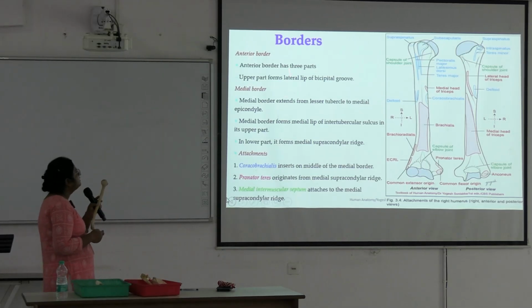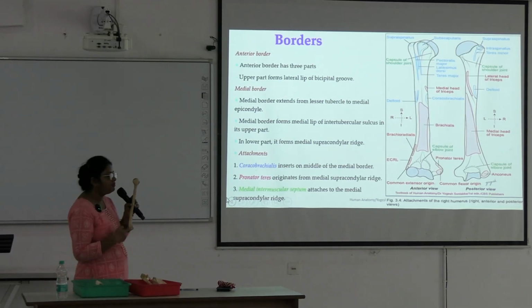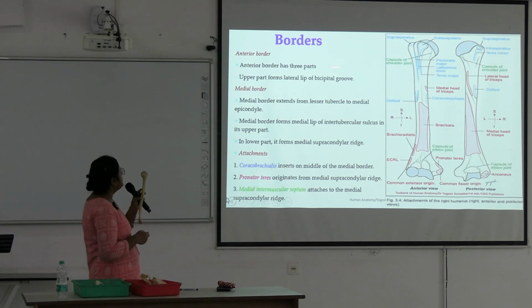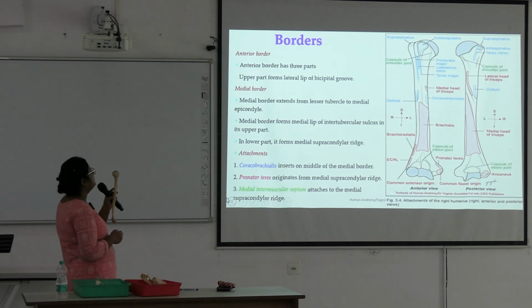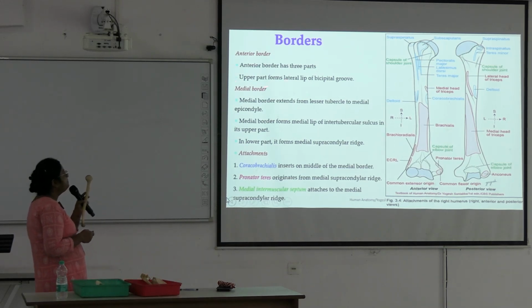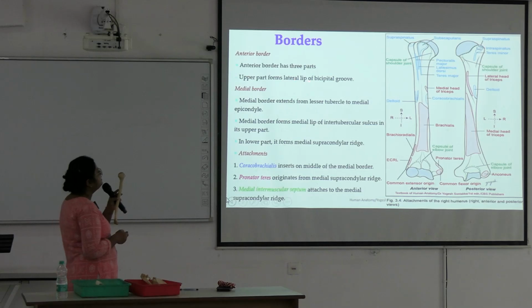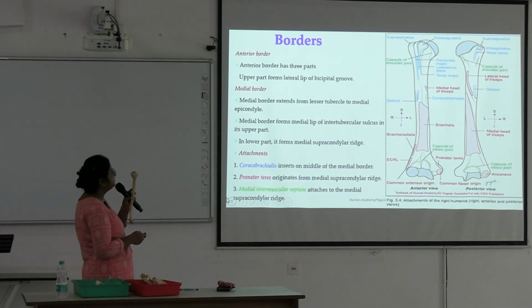Okay. Now we will discuss the borders in details. First is anterior border. Anterior border has 3 parts. Upper part forms the lateral lip of bicipital groove. Here is the anterior border. Lateral lip of bicipital groove.